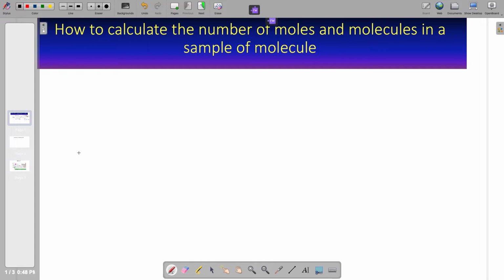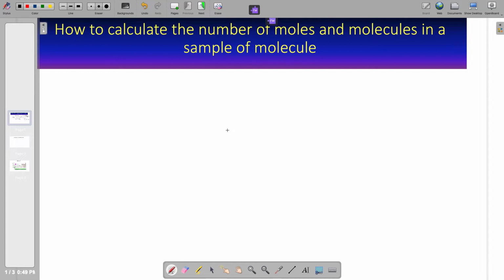In this lesson, we'll learn how to calculate the number of moles and molecules in a sample of a molecule. A molecule is when you have two or more atoms bonded. Okay, so first of all, what do you need to know to be able to solve such problems? First, you have to know the relationship between mass, moles, and molecules.